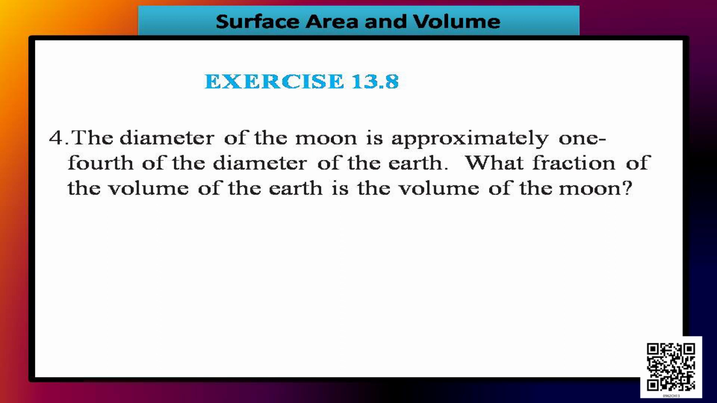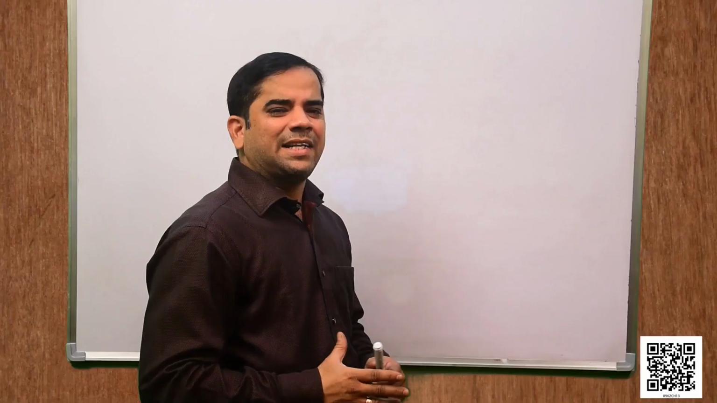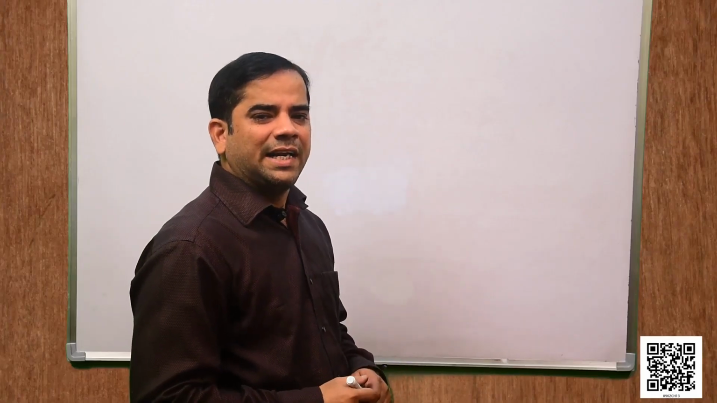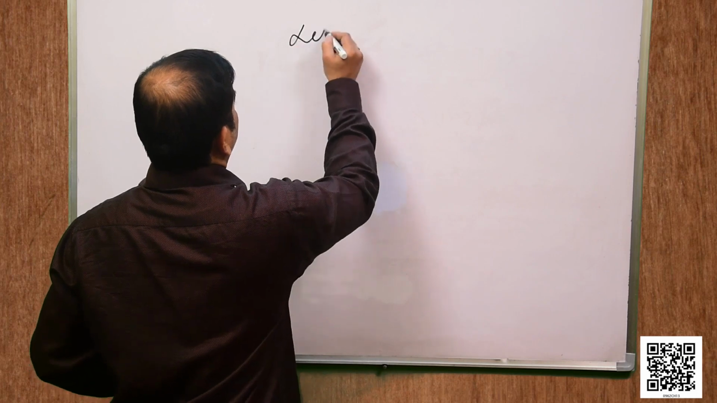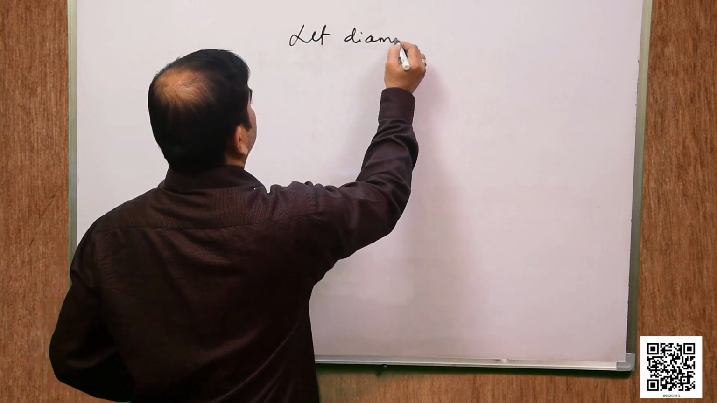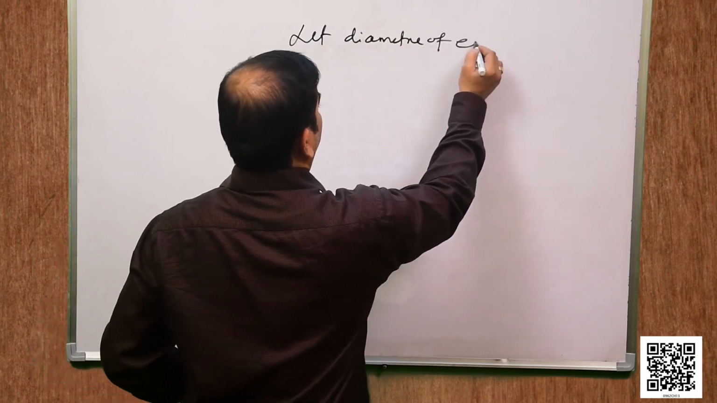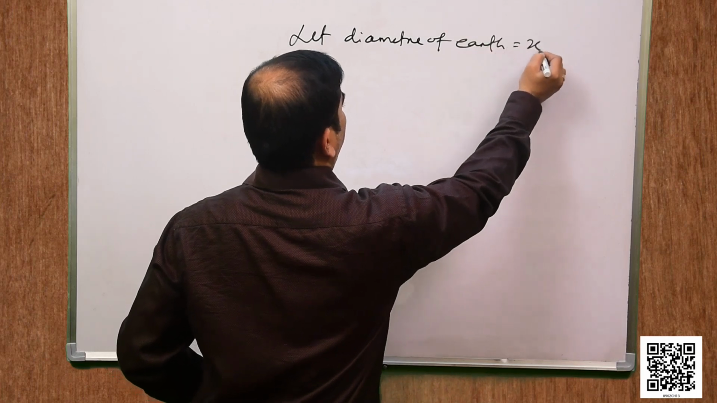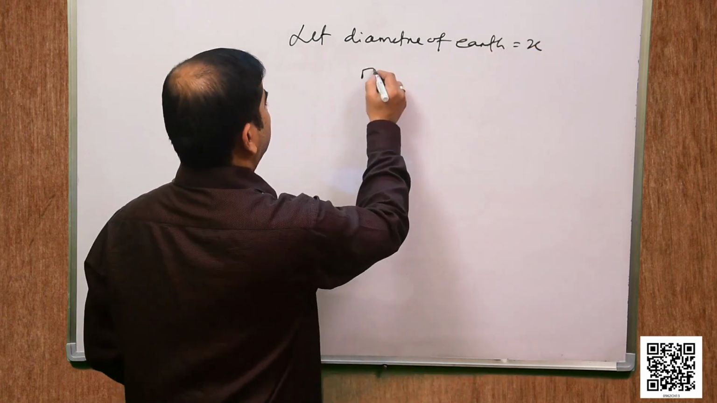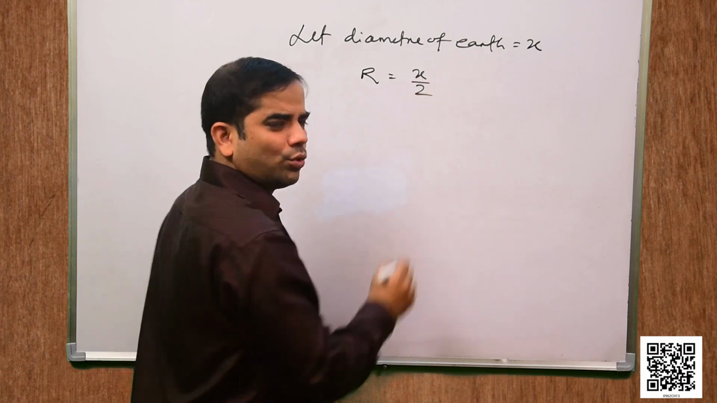Students, let us now discuss question number 4. It says the diameter of the moon is approximately 1/4 of the diameter of the earth. What fraction of the volume of the earth is the volume of the moon? Let us discuss the solution. Students, let the diameter of earth be equal to x. So, radius is equal to x by 2.